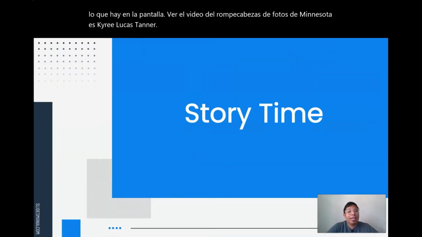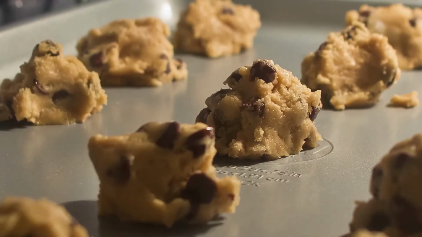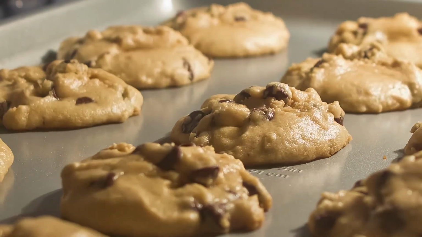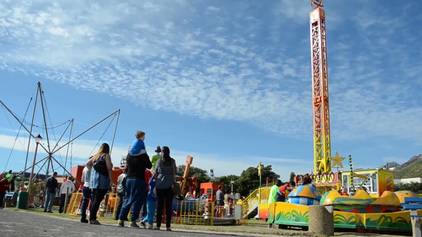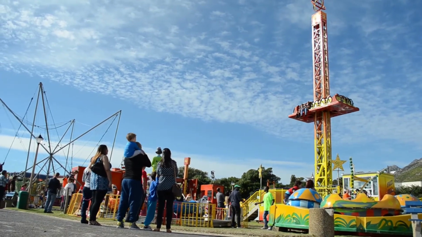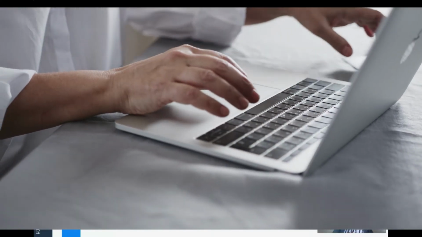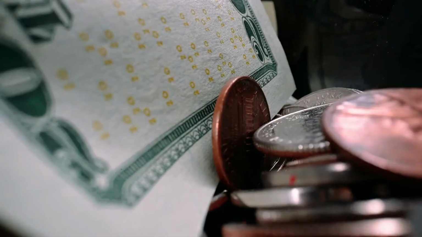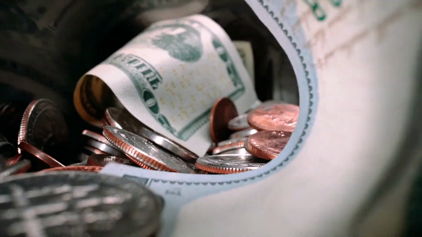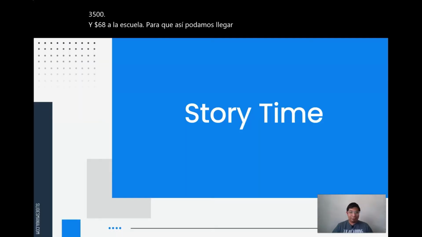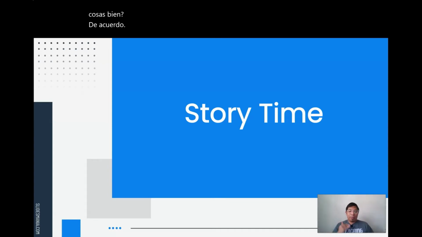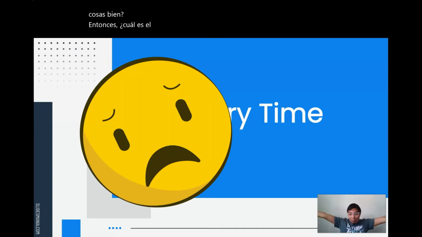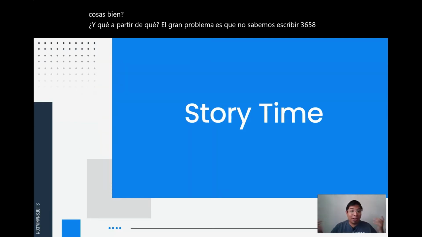Story time. Okay, so remember, we're in a class and we're selling cookies, right? We have so much money now, we can finally go to Universal. But before we can do that, we have to write a check of $3,568 to the school so that way we can get to Universal and do all these things, right? So the big problem is that we don't know how to write 3,568 in word form, but today we're gonna learn.